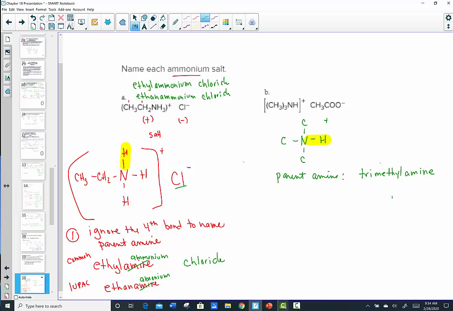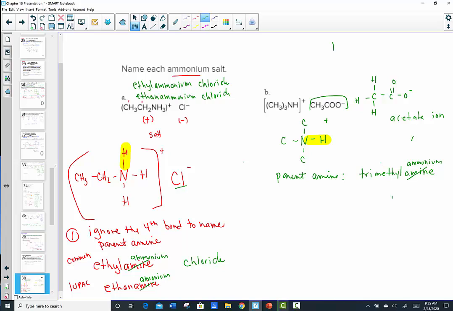So if the parent amine is trimethylamine, to name it as a salt, you take off amine and you put on the last name ammonium. And then we name the negative ion as well, CH3COO negative. I want you to think about what that came from. This is the negative ion from the carboxylic acid, acetic acid. So this is called the acetate ion.